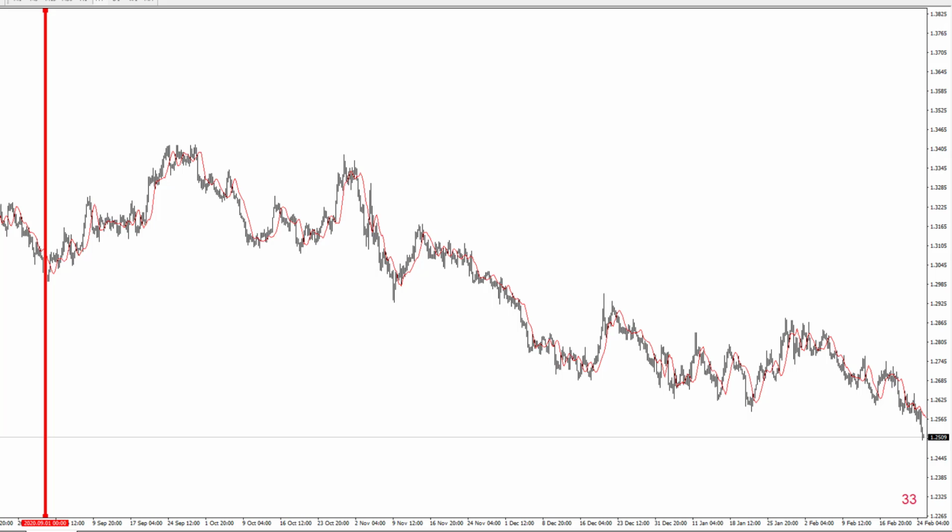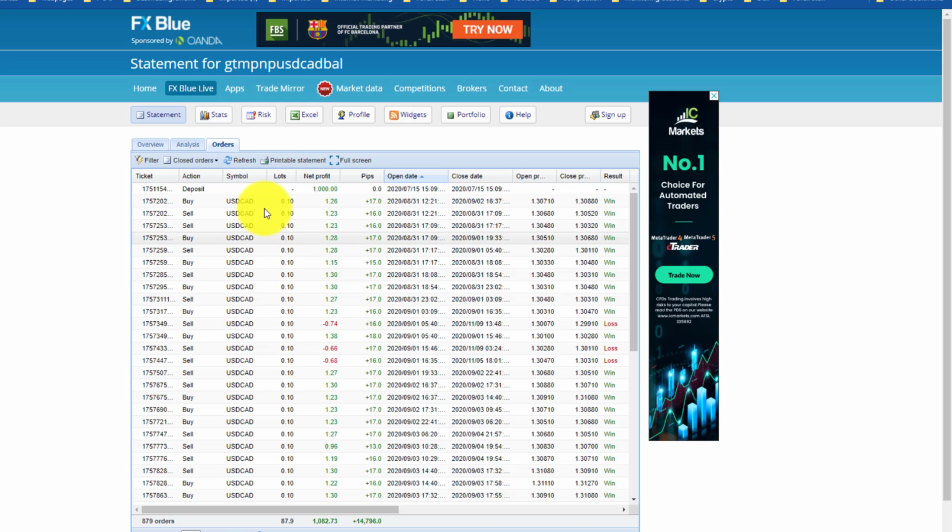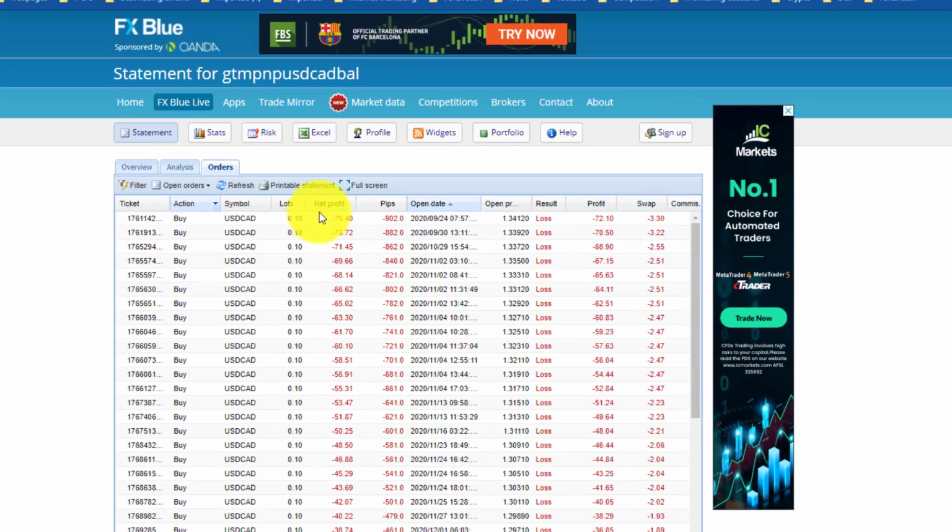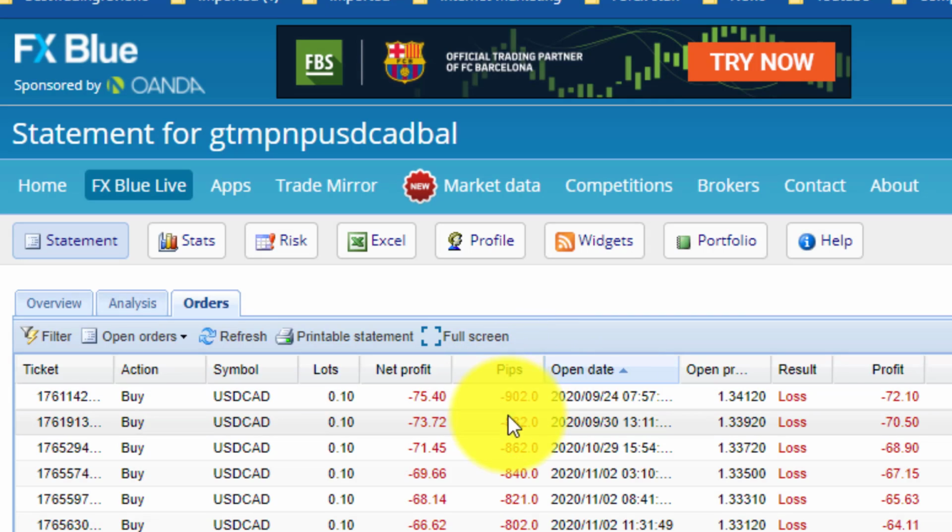Now we can confirm that by going back to the FX Blue statement, and we can have a look at the open trades, and we can look at the worst one, and there we are, 900 pips. So that's a confirmation that what we see on the charts is in fact real, and there's the 900 pip loss that was suffered, or that is currently being endured, let's put it that way.